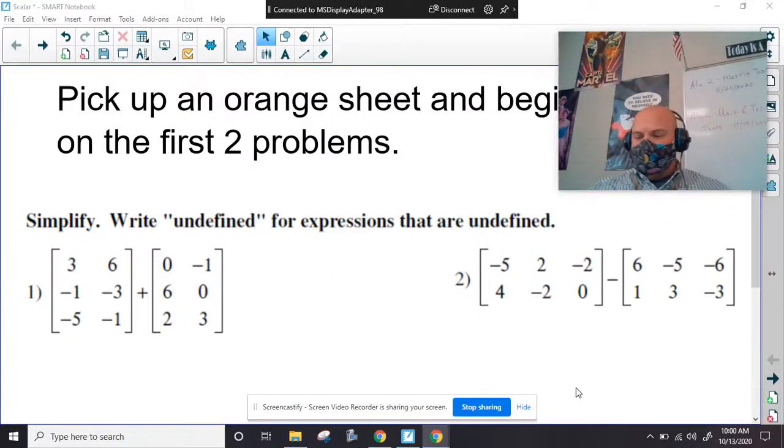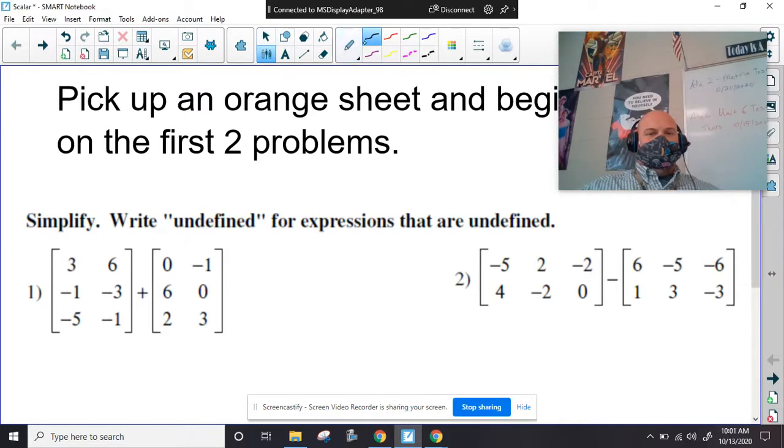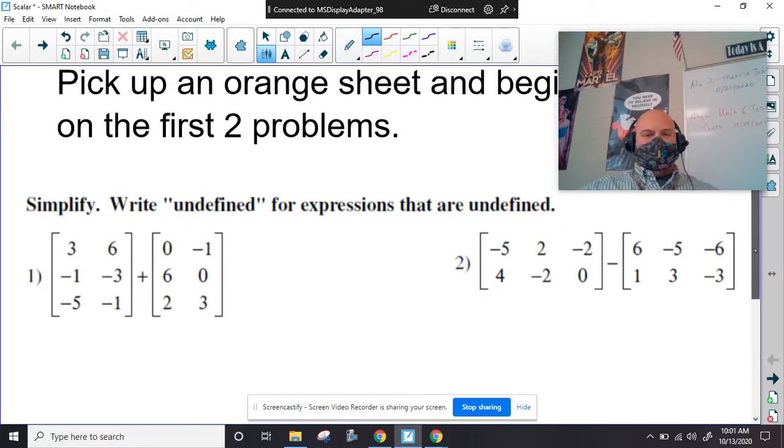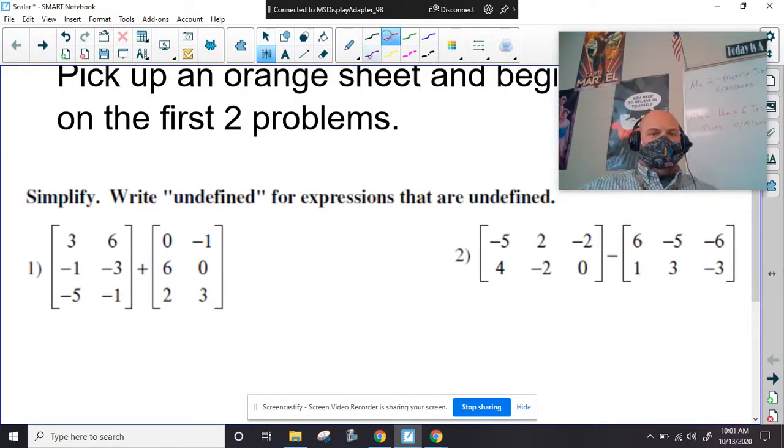So, in reviewing what we did yesterday, okay, remember you can only add or subtract stuff in the same spot. So, I'm going to add 3 and 0. I get 3. 6 and -1. Well, that's 5.